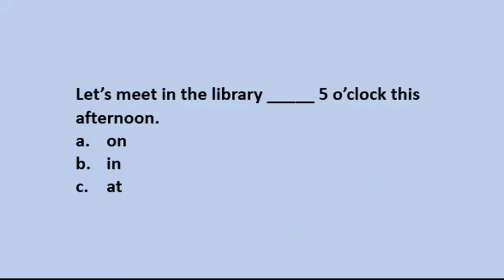Next, let's meet in the library blank 5 o'clock this afternoon. A on, B in, C at. What's your answer here? If your answer is at, you're correct. Let's meet in the library at 5 o'clock this afternoon.